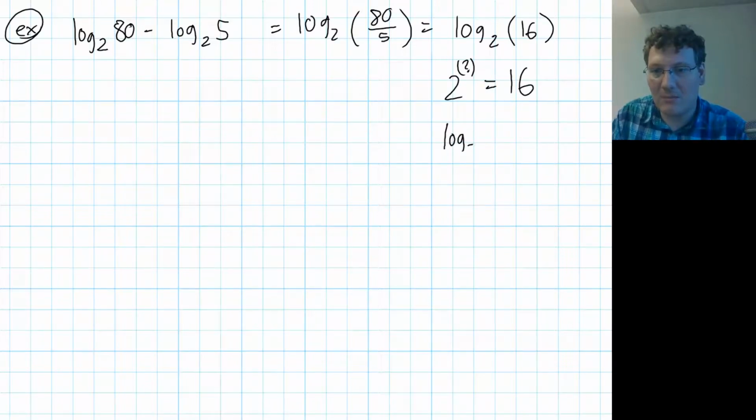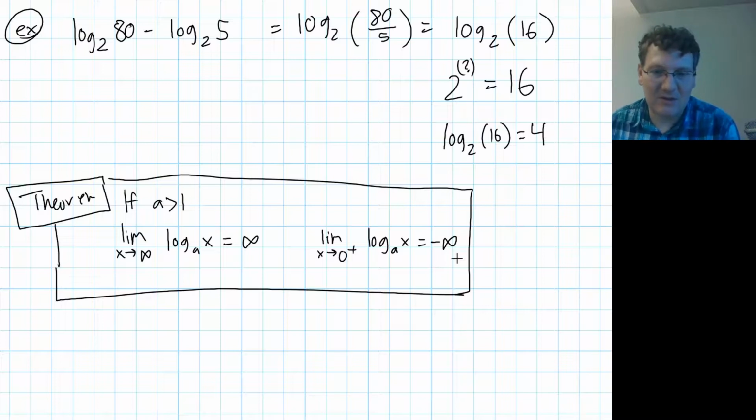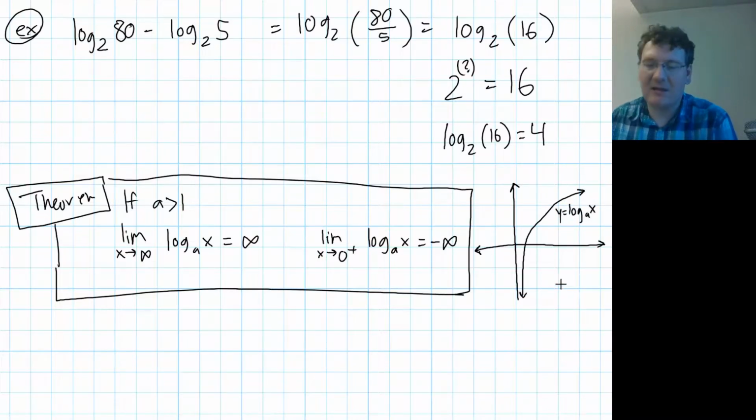So log base 2 of 16 is 4. The limits of a logarithmic function, as long as the base is greater than 1: the limit of log base a of x as x goes to infinity is infinity, and the limit as x goes to 0 from the right is negative infinity. The reason is that logarithmic functions look like this. This is what y equals log base a of x looks like.